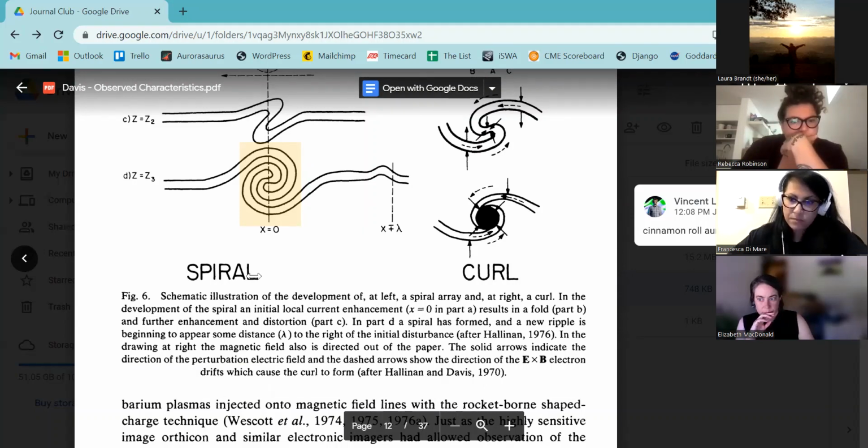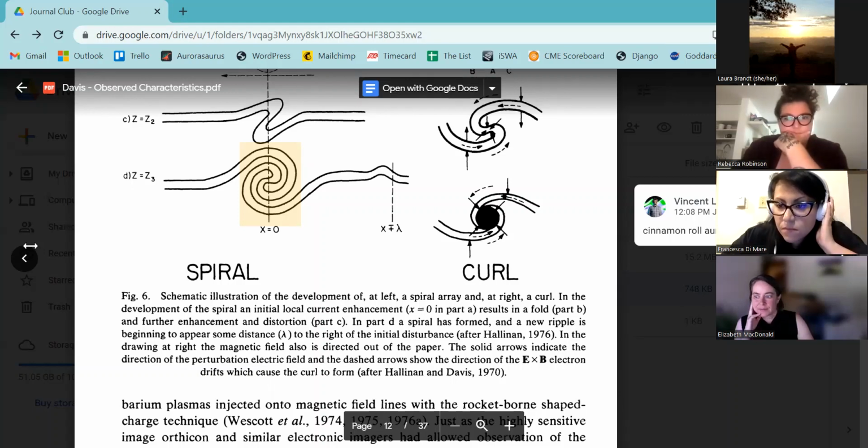I do have to leave right away, but one thing I think it says a little bit later in the article is that the spirals are huge and the curls are a lot smaller.